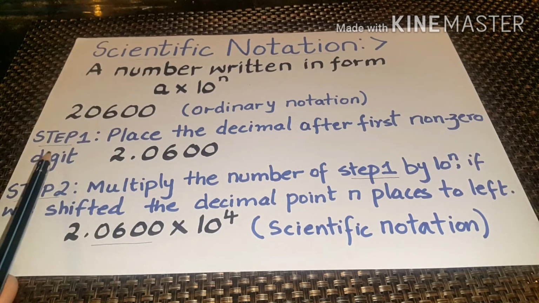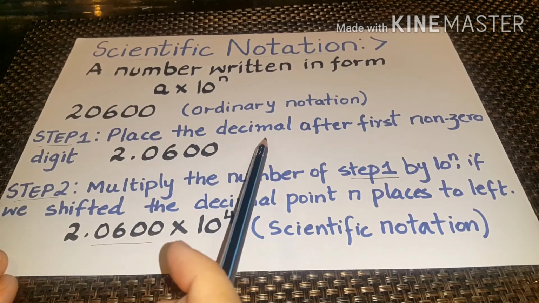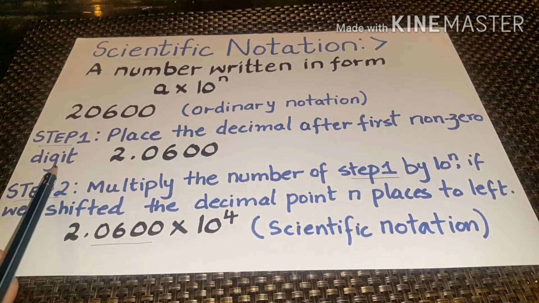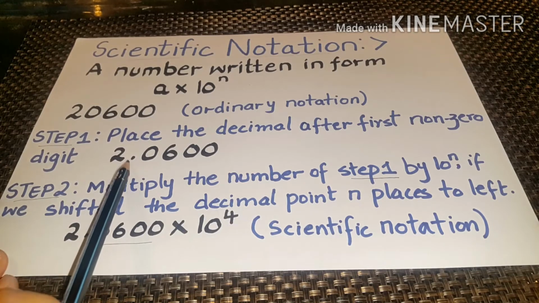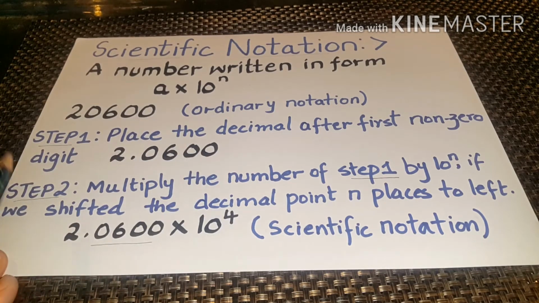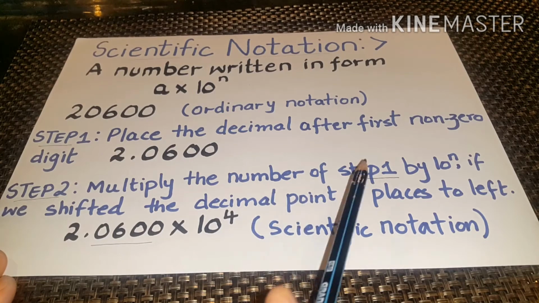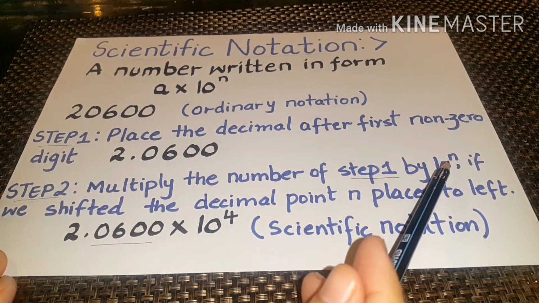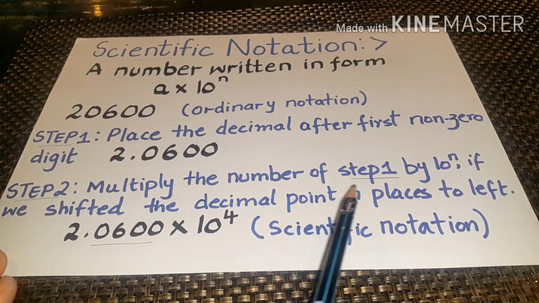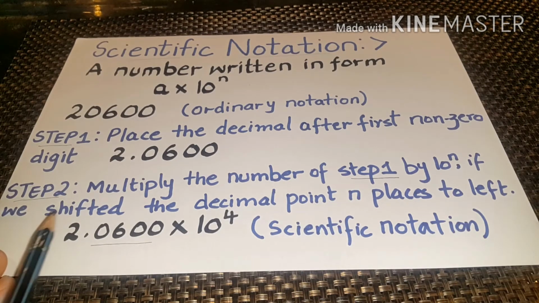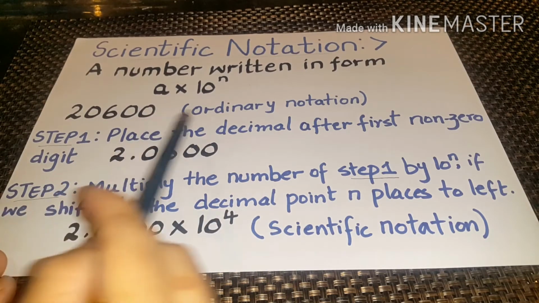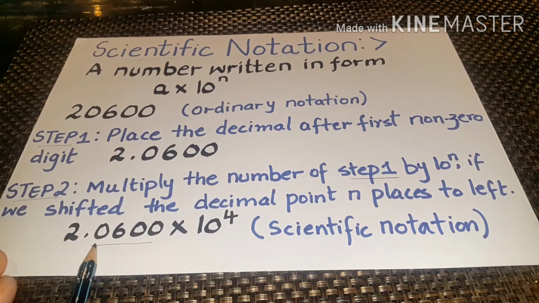We follow two steps. Step number 1: place the decimal after the first non-zero digit, 2.0600. Step number 2: multiply the number of step 1 by 10 raised to power n if we shifted the decimal point n places to the left. 2.0600 into 10 raised to power 4. This is the number written in ordinary notation, and this is the number written in scientific notation.